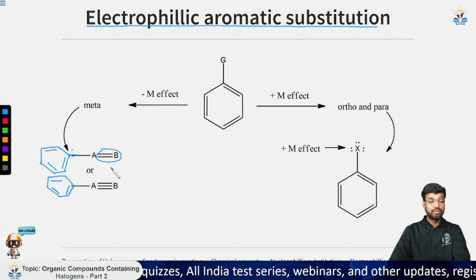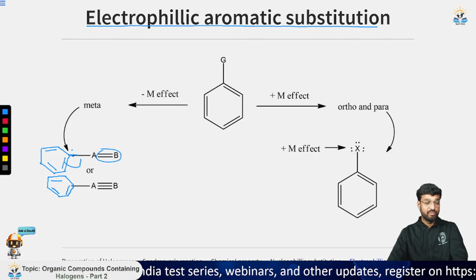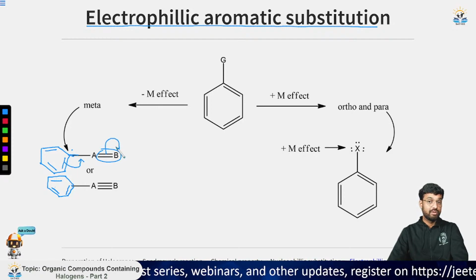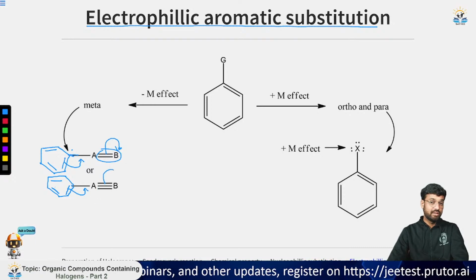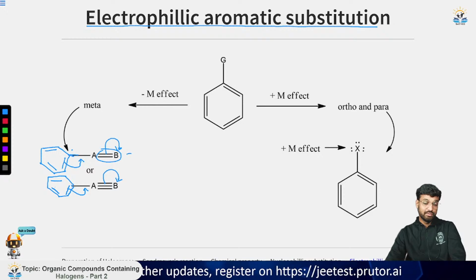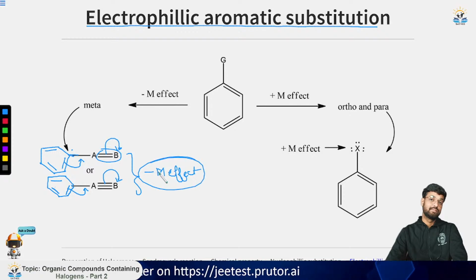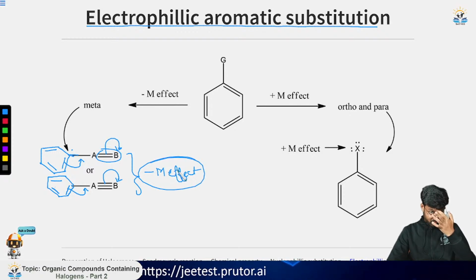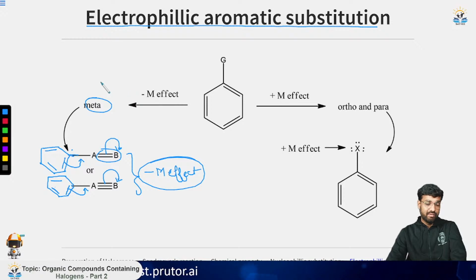Now both of these groups will show the minus M effect. How? Because this double bond will move here and this lone pair will go on the atom. Similarly, this triple bond will move here and this bond pair will move on the atom. So both of these will show minus M effect. And what kind of product will it form? It will form the meta product, and it will be deactivating.